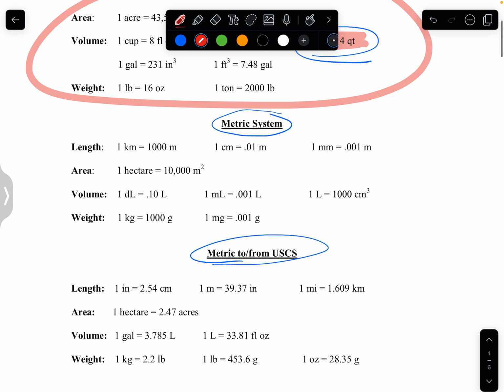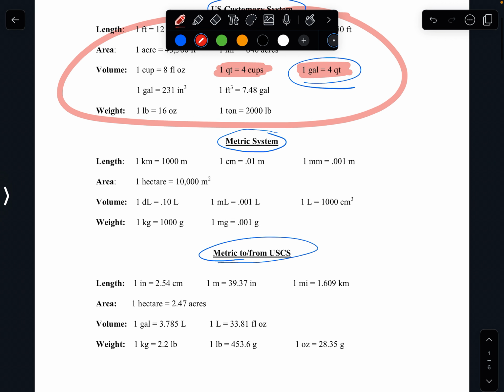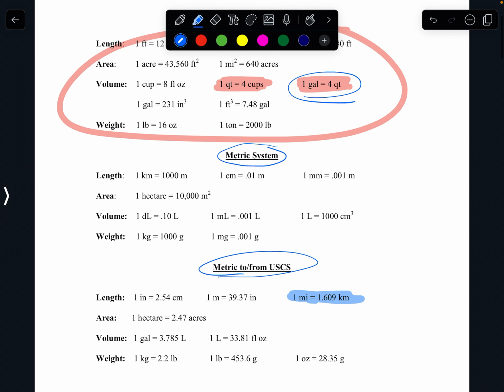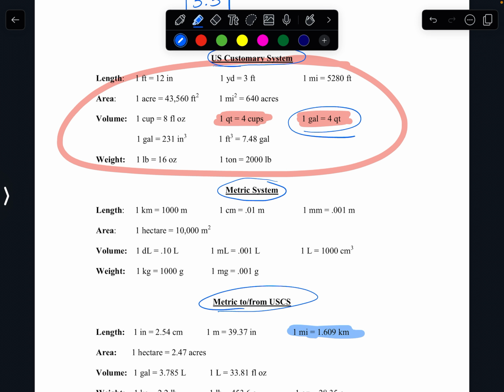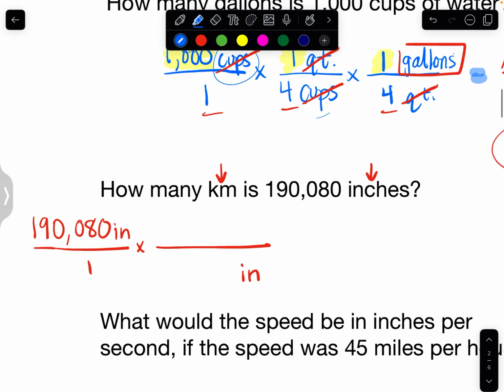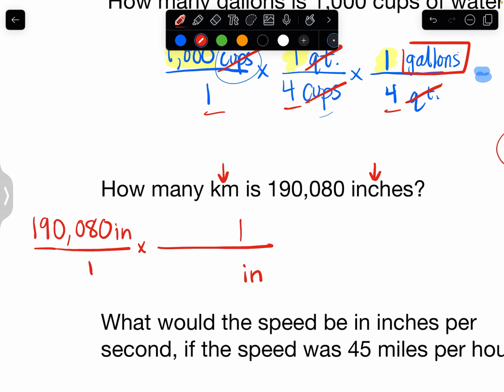So if we look here, I can see down at the bottom, I can get miles to kilometers, right? So then I want to think about how I can get my inches in terms of miles. Well, if I look on top here, I can go from inches to feet, then feet to miles, and then down here go from miles to kilometers. So these would be the 3 that I would use in order to convert it to kilometers. The first part is our inches to feet.